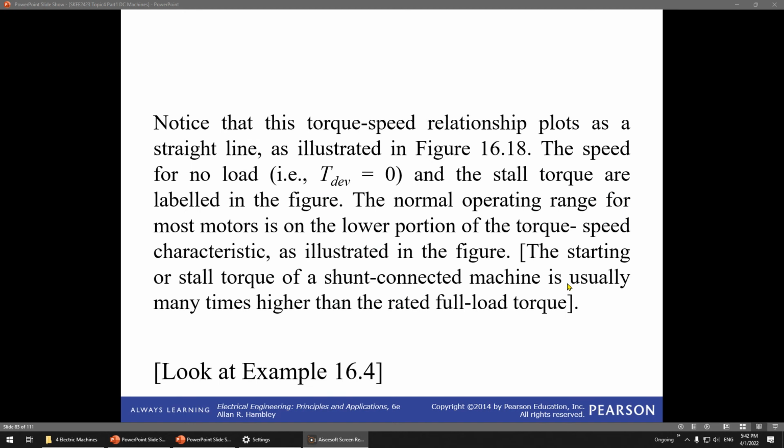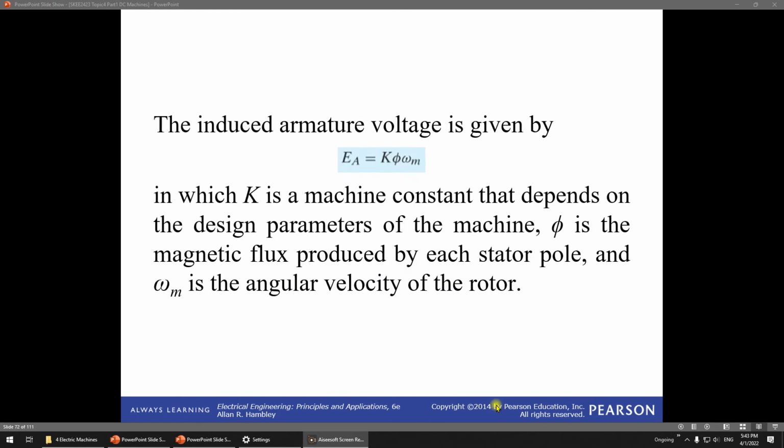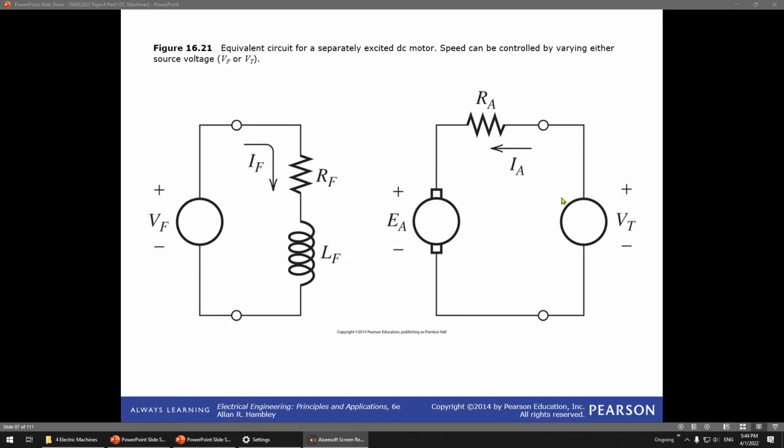So if you recall back, wait, let me pause first. Okay, you can see here you can vary. If you vary the field winding, you can increase the flux, or you can vary the VT, and you can vary the EA. So you can control the torque speed by applying two different voltage sources. Okay, so this is the separately excited DC motor.